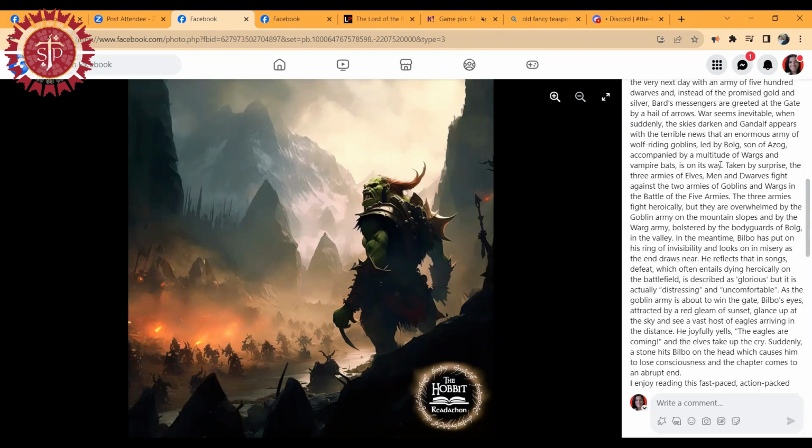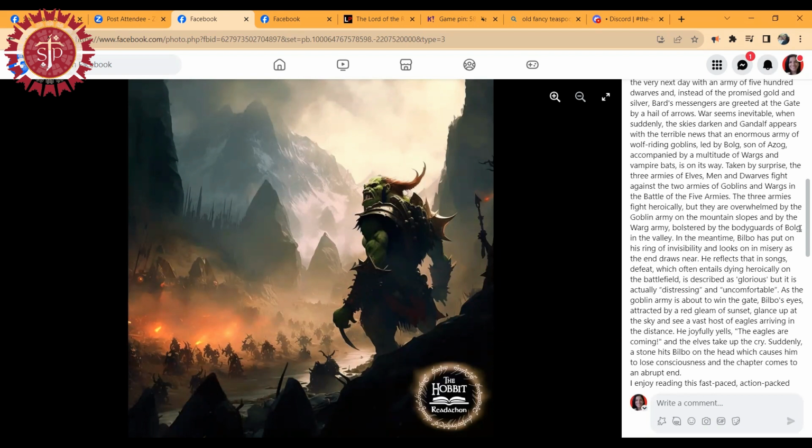is on its way. Taken by surprise, the three armies of elves, men, and dwarves fight against the two armies of goblins and wargs in the Battle of the Five Armies. The three armies fight heroically, but they are overwhelmed by the goblin army on the mountain slopes and by the warg army, bolstered by the bodyguards of Bolg, in the valley.